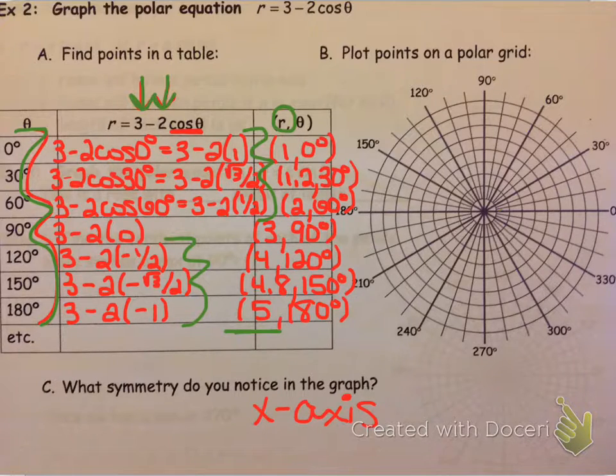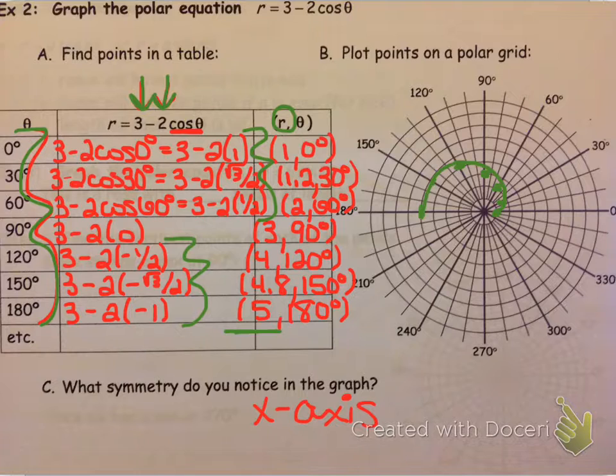I've got 1 unit out towards 0 degrees, 1.2 units out towards 30 degrees, 2 units out towards 60 degrees, 3 towards 90. So as I spiral out, I'm also spiraling farther away. 4 units out towards 120, 4.8 units out towards 150, and then last but not least 5 units out. So these are my points, and once again, if I follow the curve that I've developed, this is what I've generated.